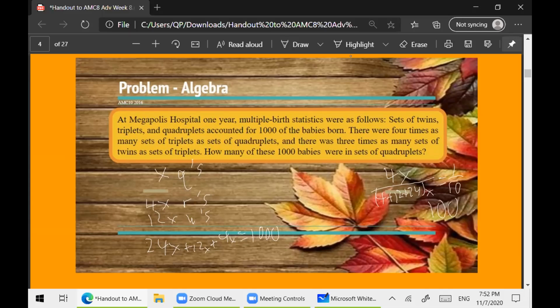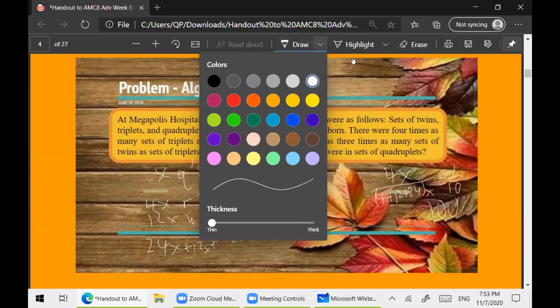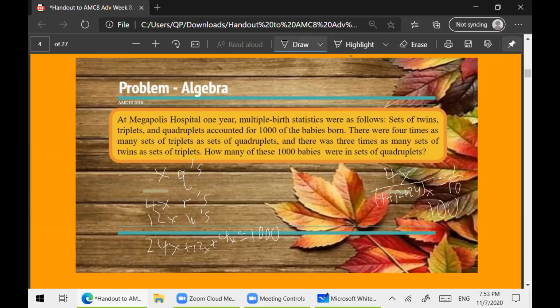Okay, I'll just go over it again. I'm too lazy to rewrite, so I'll just highlight. So, right, highlight doesn't work. Okay, so let there be x set of quadruplets, but then there are 4x set of triplets and 12x set of twins.